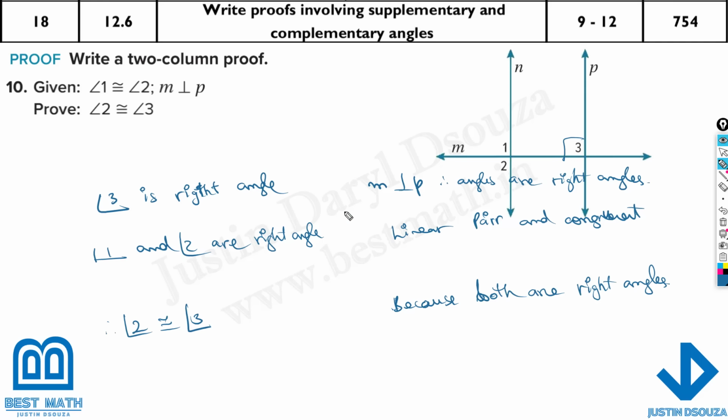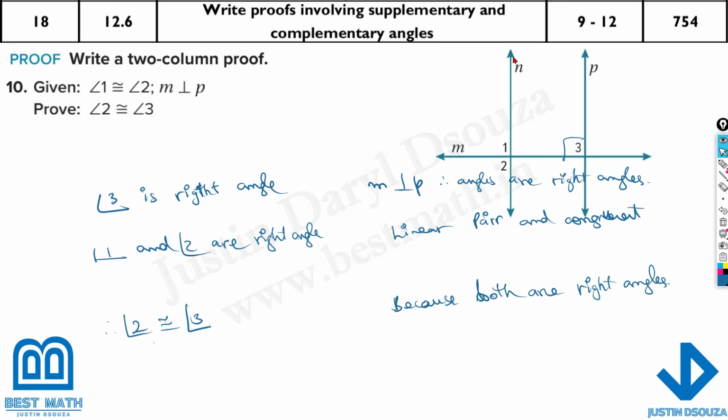Now 1 and 2 are right angles. Why? Because we know these both are equal and they form a linear pair, that is, on the same line. So they add up to 180, but since they are equal, they will become right angles, 90 degrees, 90 degrees. And then we can tell 2 and 3 are equal because we have told 3 is a right angle, 2 is also a right angle. So 2 and 3 must be equal because they both are right angles.